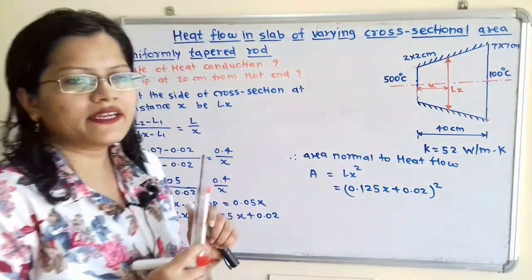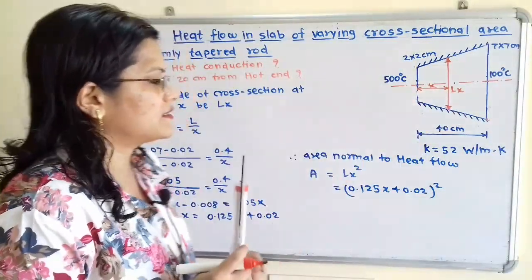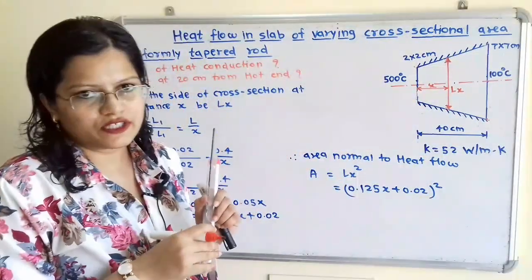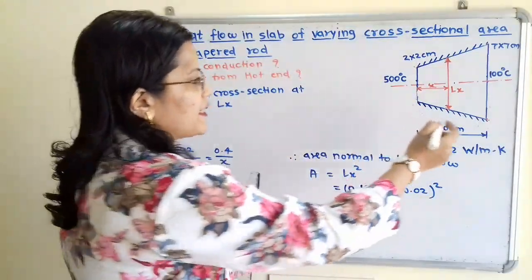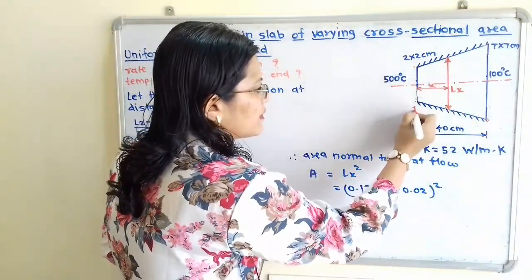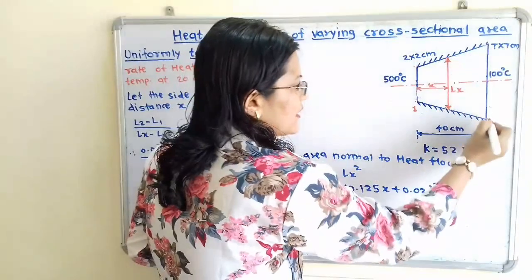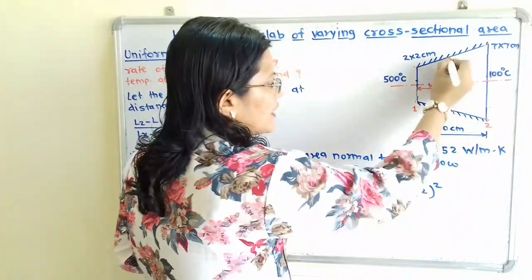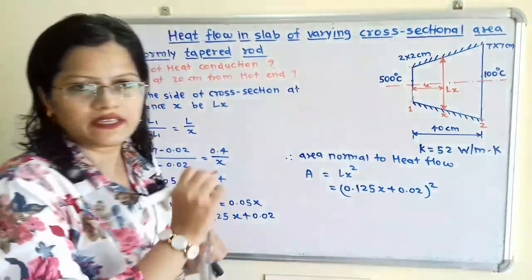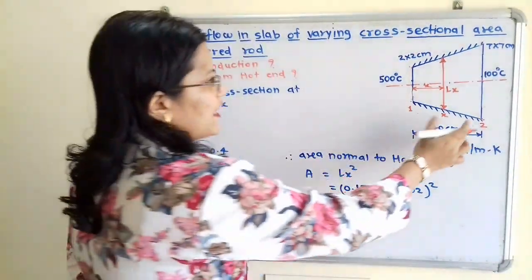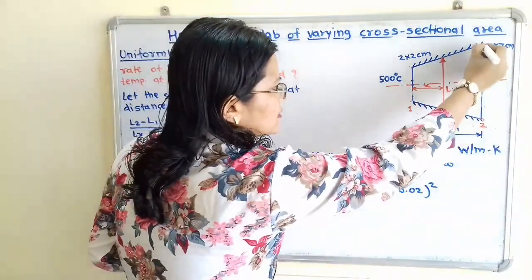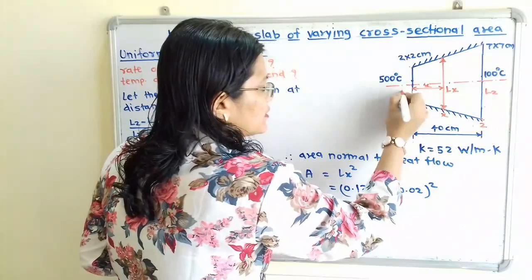Now we have to find what this length Lx is. From this diagram we will take one ratio, using the difference in sides. This is the first side, I will give suffix 1. This is the second side, I will give suffix 2. And this is the side at a distance x, so we will give suffix x. So this side is known as L2, this side is known as L1.